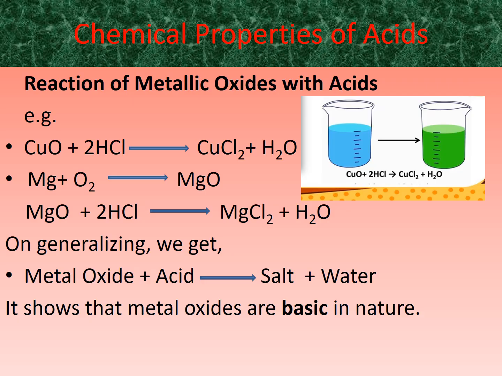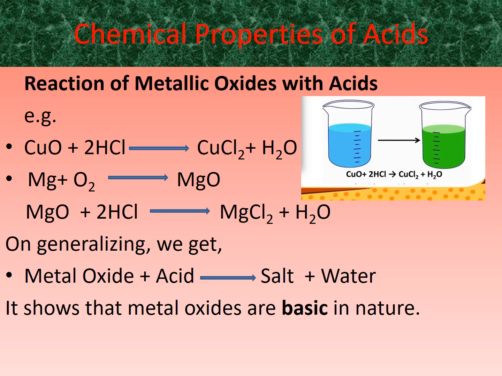Some more reactions. Here, the reaction of the metallic oxides with the acids. Copper oxide is a metallic oxide, reacts with hydrochloric acid to form copper chloride and water. In this picture also you can see previously the solution is blue in color. That means copper oxide is blue in color, but when it combines with hydrochloric acid to form the copper chloride, the solution turns green. So that means the chemical change has taken place over here.